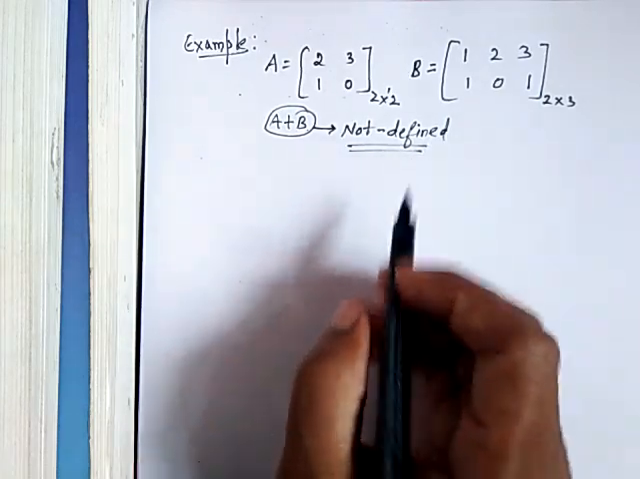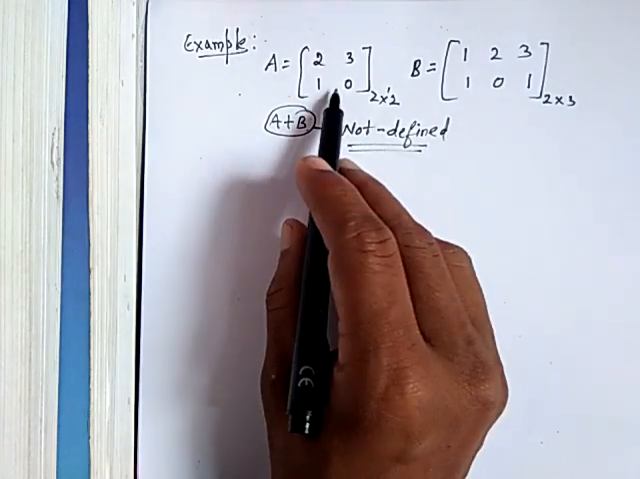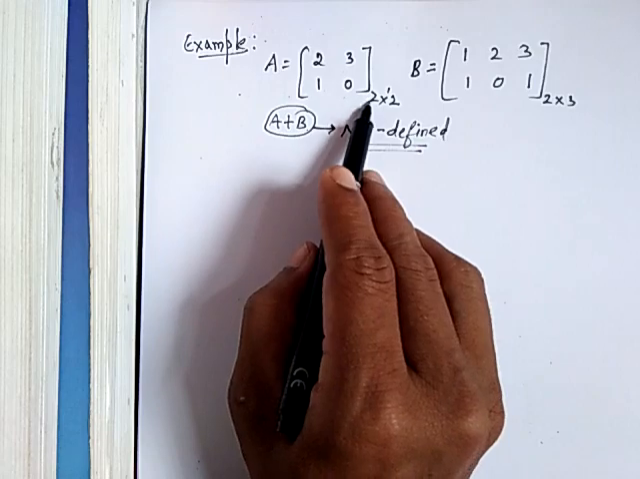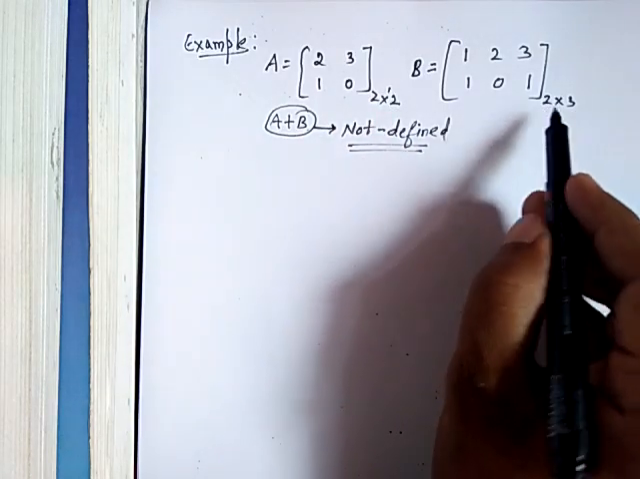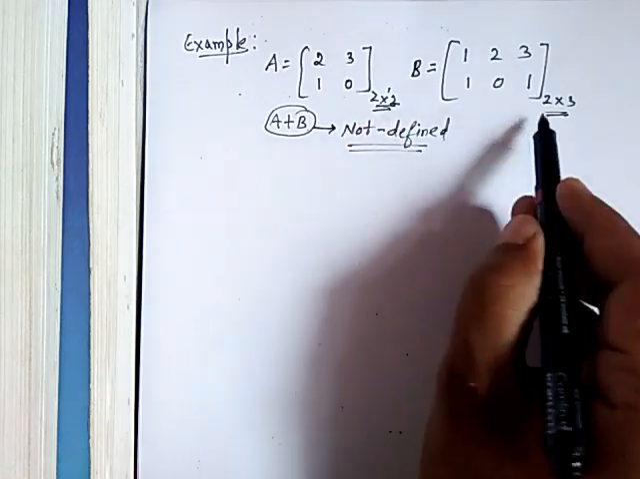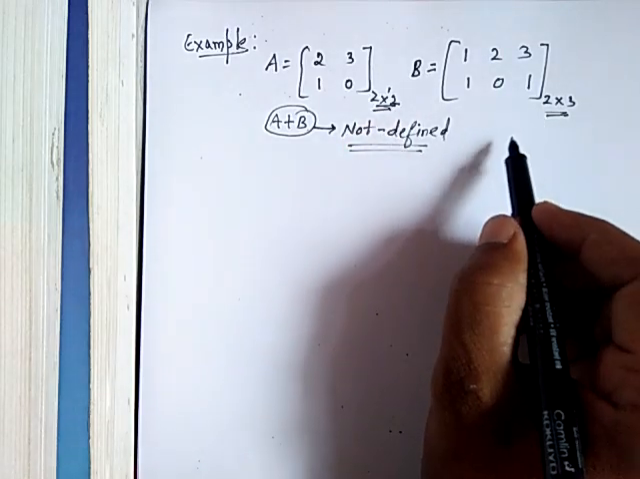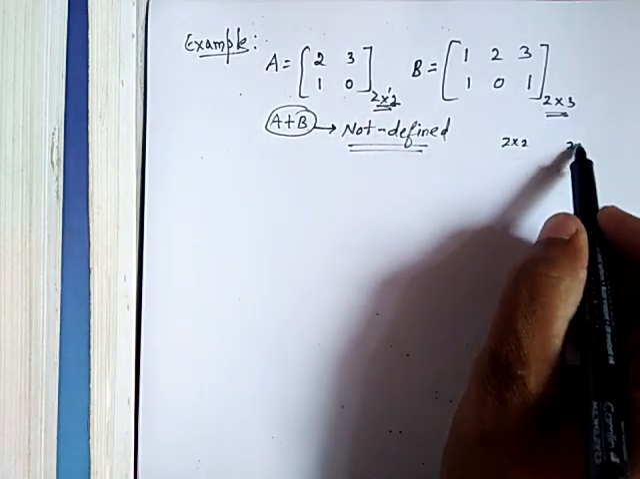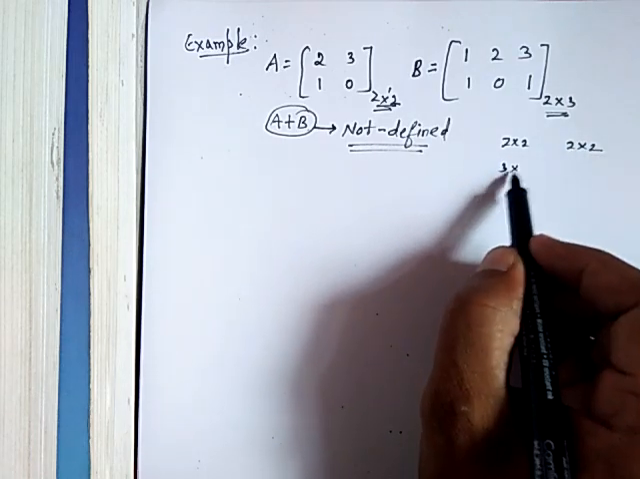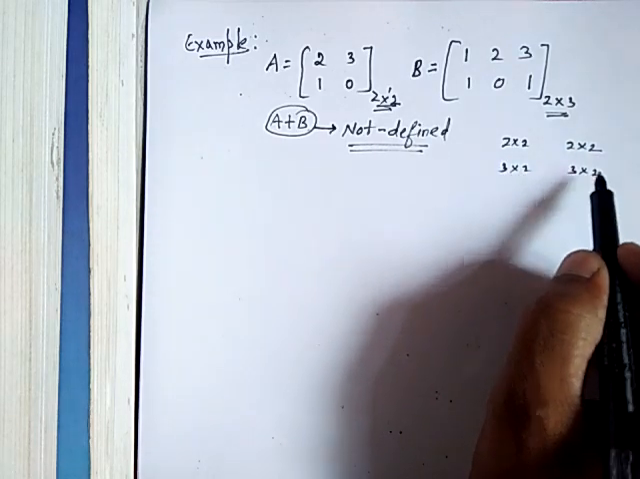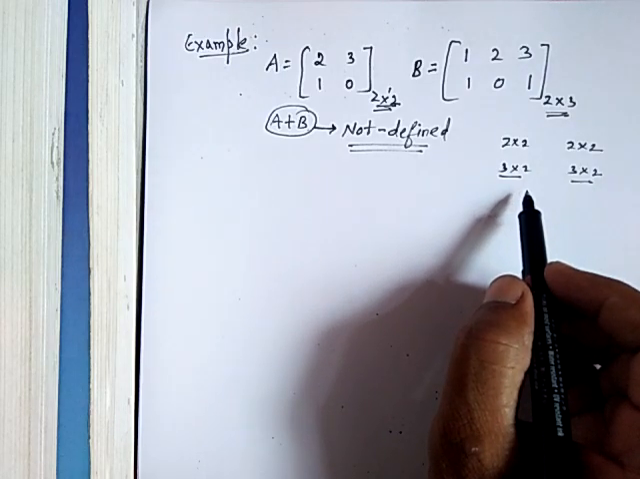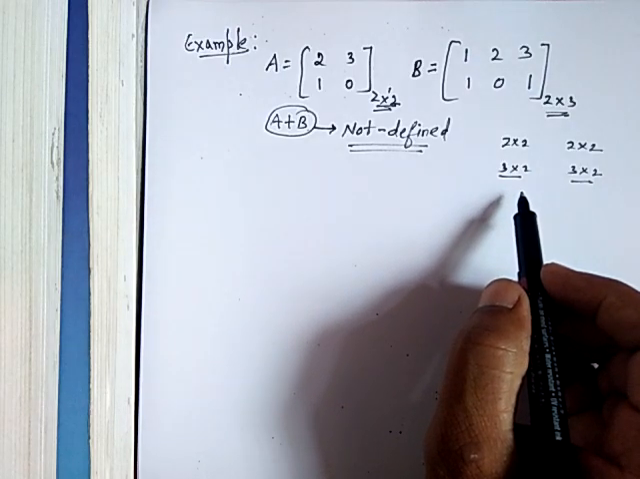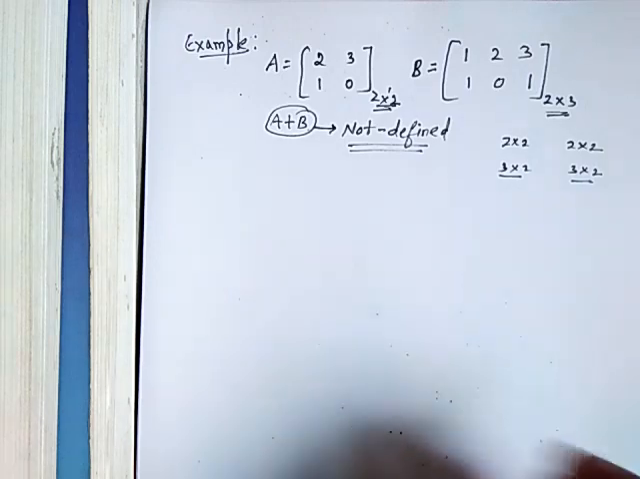A plus B is not defined, you can't add these two because here it is a 2 by 2 matrix and here it is a 2 by 3 matrix. So the order of these two should be the same. It may be 2 by 2 and this is also 2 by 2, or it may be 3 by 2 and this is also 3 by 2. Whatever order you have, if it is the same, after adding you will get the same order. So this is all about addition of matrices.